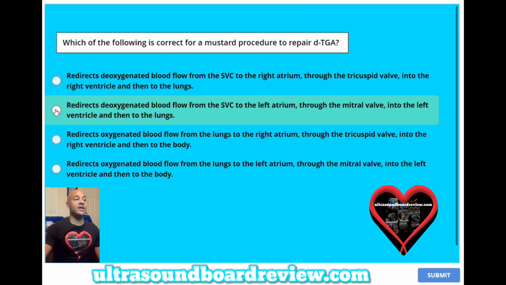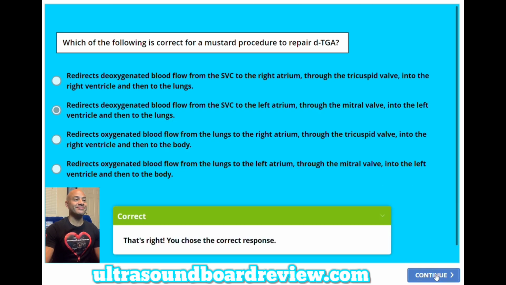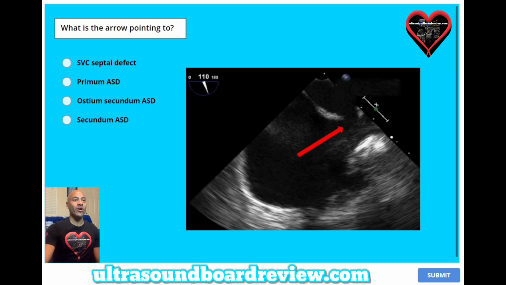The answer is B. Redirects deoxygenated blood flow from the SVC to the left atrium through the mitral valve into the left ventricle and then to the lungs. Question 104. What is the arrow pointing to? A. SVC septal defect. B. Primum ASD. C. Ostium secundum ASD. Or D. Secundum ASD.